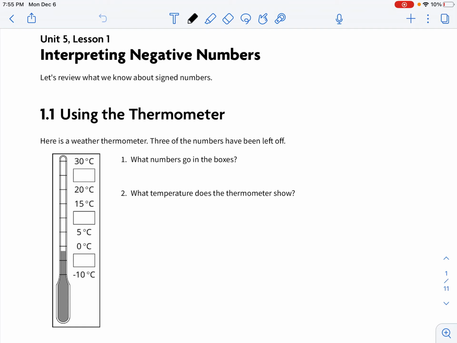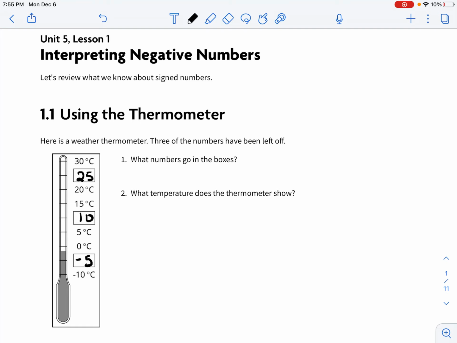So looking at how it is marking here on the thermostat, it looks like it's every 5 degrees. So 30, so that would be 25, 20, 15, 10, 5, 0. Then once we get past 0, now we're into the negative. So that would be a negative 5. Okay, and those are all in degrees Celsius.